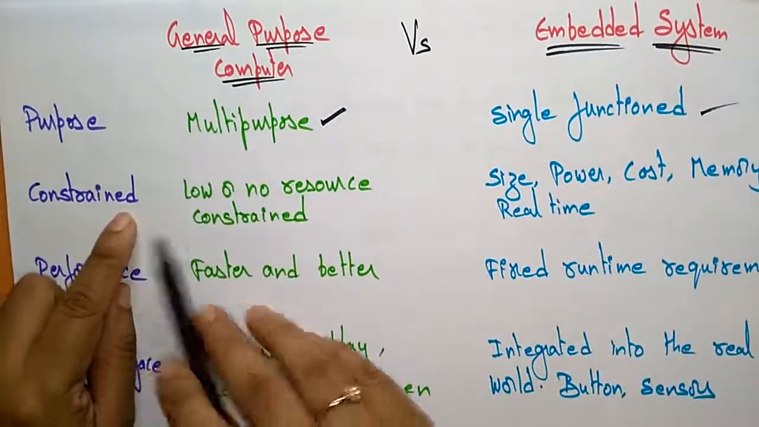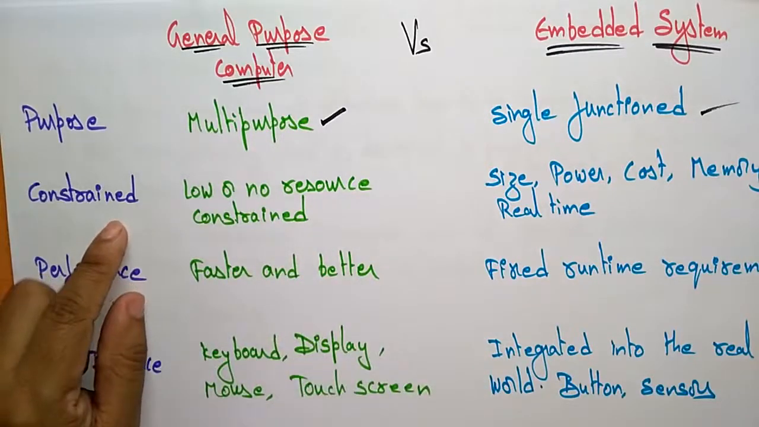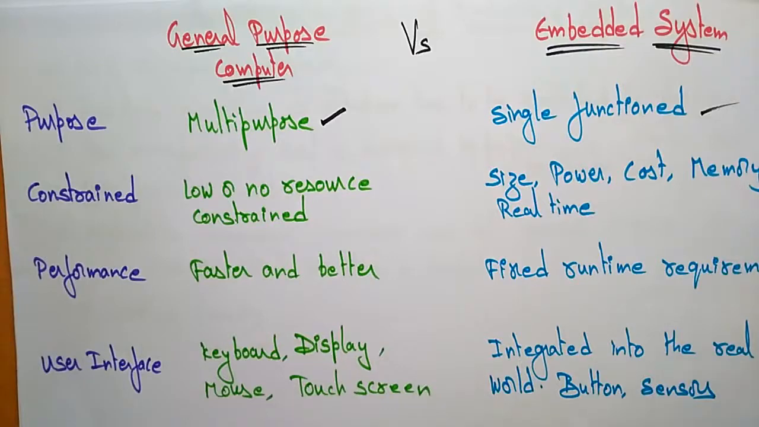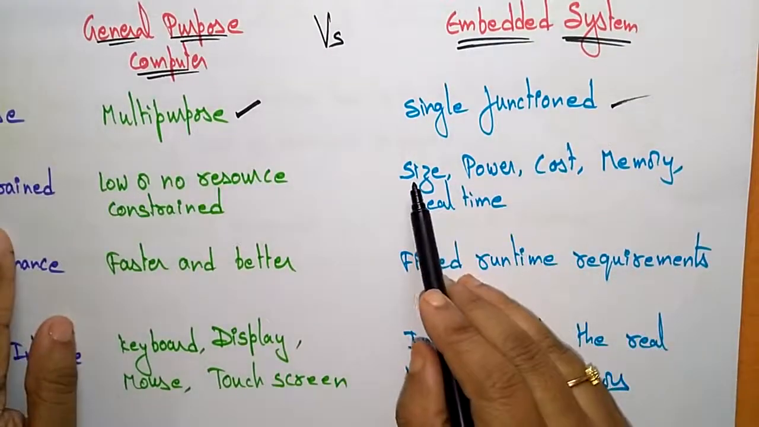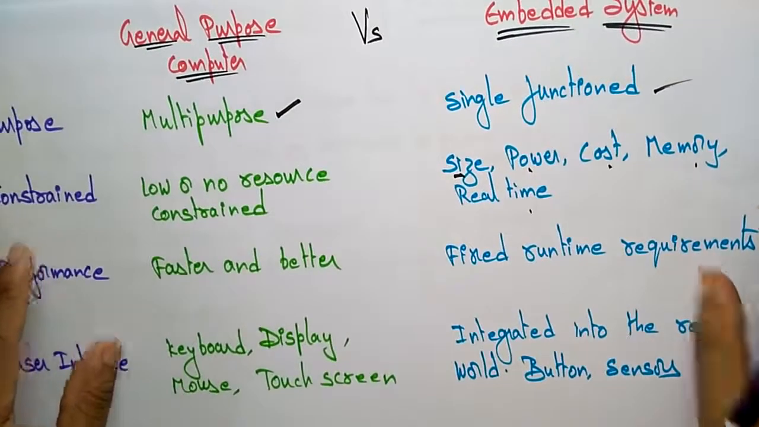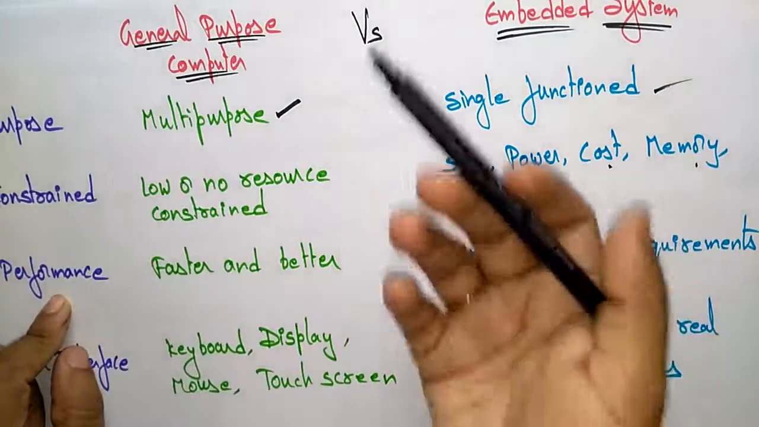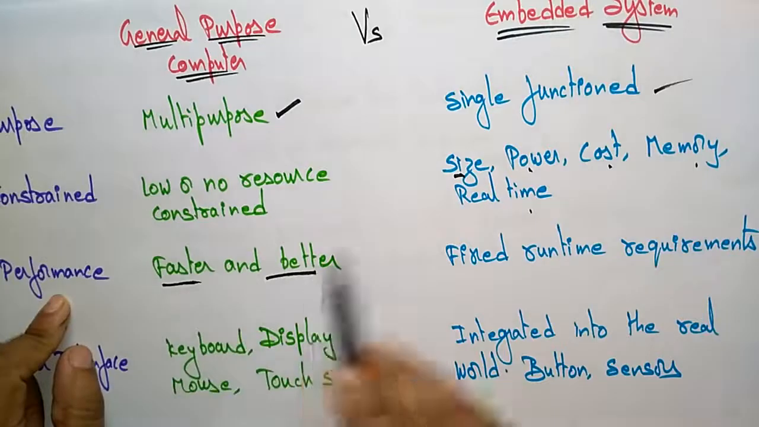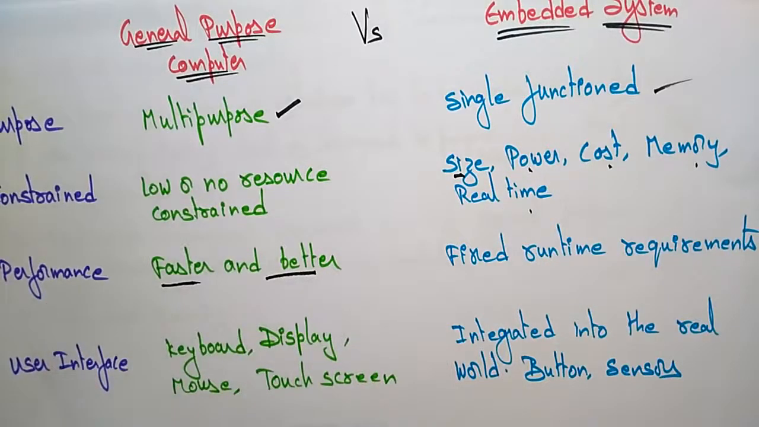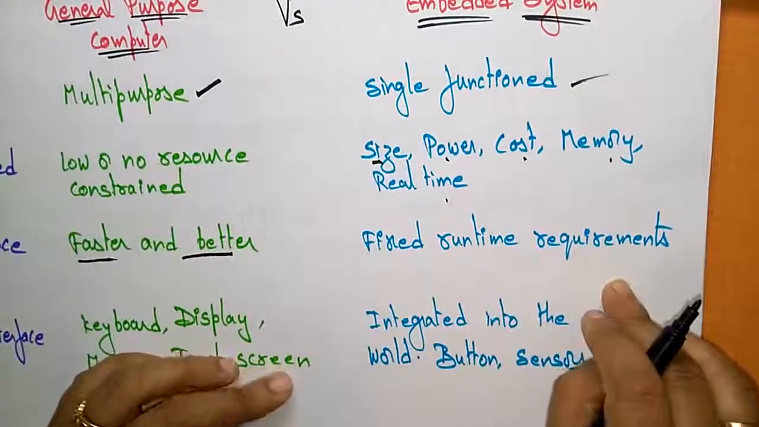And coming to constraints, a general purpose system has low or no resource constraint. Whatever devices you want, you can attach them and integrate many devices to that system. But in an embedded system there are constraints on size, power, cost, memory and real time, which you have to think about while constructing it. And coming to performance, obviously the general purpose computer is faster and better than the embedded system because it does multitasking with multi-processor systems, whereas an embedded system has a fixed runtime requirement.